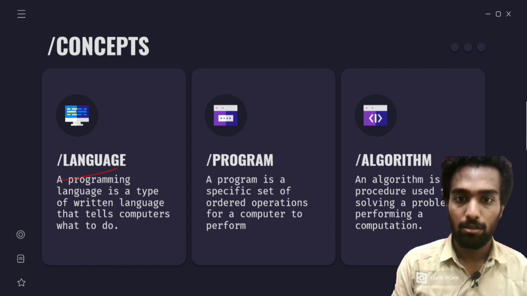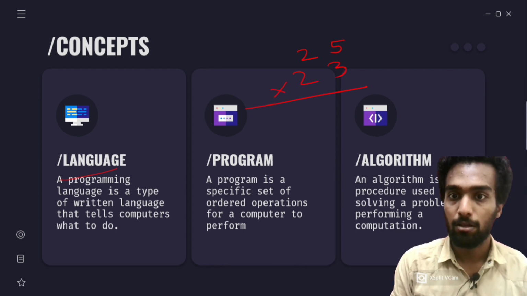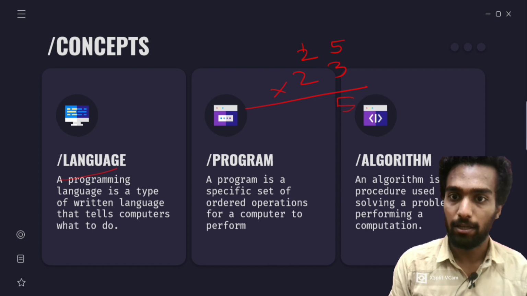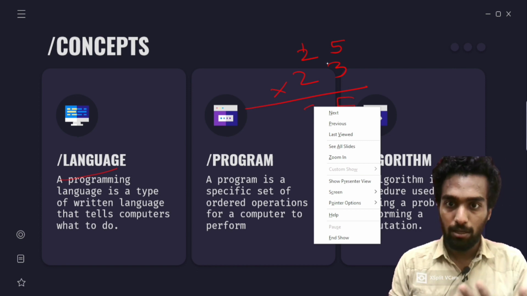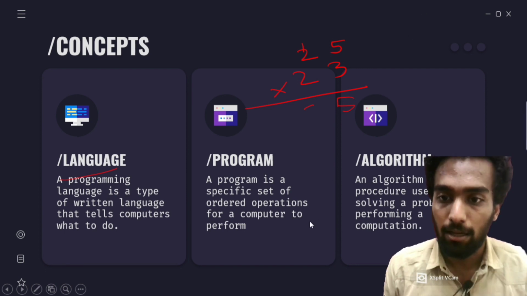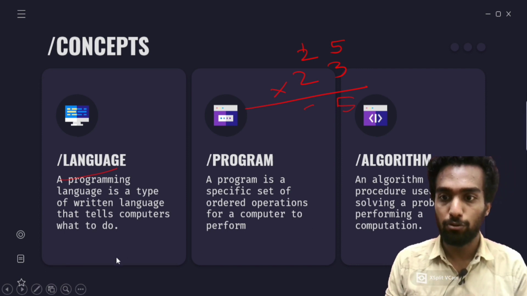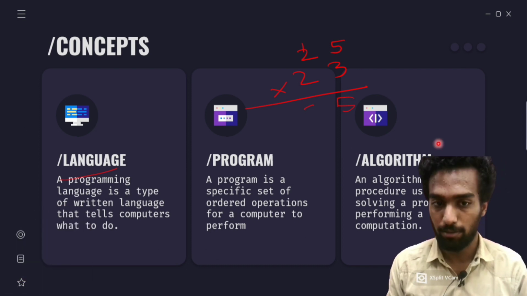Suppose you write 25 multiplied by 23. So there is an algorithm, right? First you multiply 3 with 5, that is 15, and you write 5 here and carry 1. Then we multiply 3 with 2 and add 1, which is 7. Then we have 5. This is an algorithm. The process we use to solve a particular task is an algorithm. An algorithm is a procedure used for solving a problem or performing a computation. To perform a computation we use algorithms, right? So this is an algorithm.